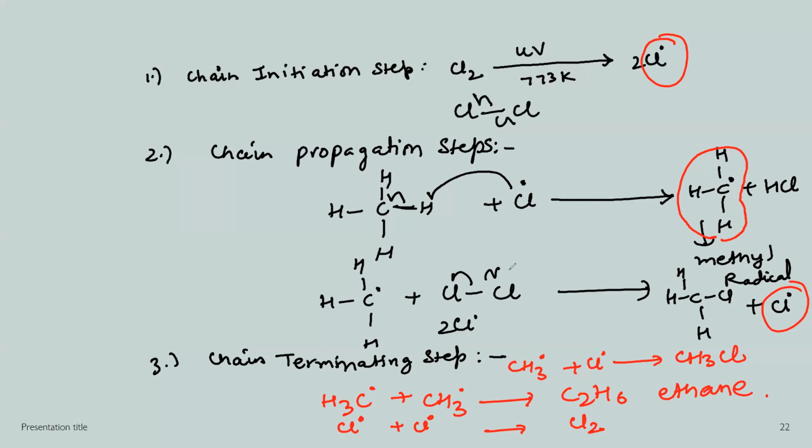So I'll repeat it. First of all, in the chain initiation step, we have a Cl2 molecule. It will undergo homolytic cleavage to form two Cl radicals. Now this Cl radical will combine with a methane molecule to form a methyl radical and HCl. The methyl radical can combine with another chlorine radical or chlorine molecule to form chloromethane plus a chlorine radical. Then there will be chain termination steps where the free radicals will be consumed. I hope this is clear.